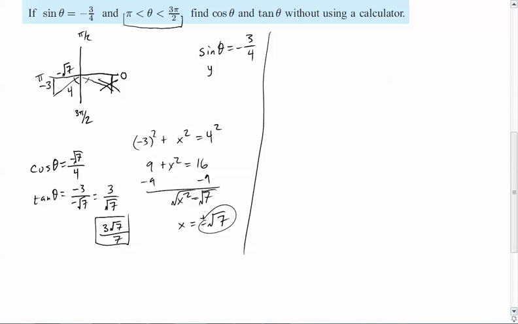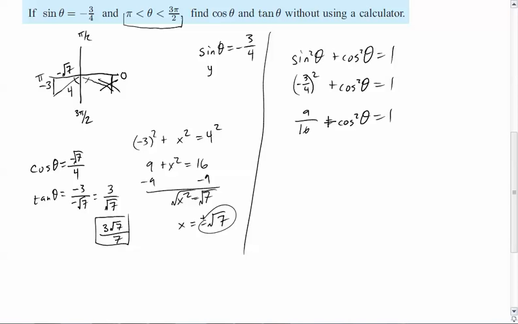Let's look at this in another way. Now, we can get this similarly by doing sine squared of theta plus cosine squared of theta equals 1. So sine, of course, is negative 3 over 4. So negative 3 over 4 squared plus cosine squared of theta equals 1. That will give us 9 over 16, because I'm squaring the top and squaring the bottom, plus cosine squared of theta. Subtract the 9 over 16.